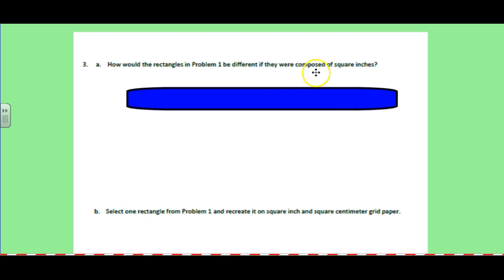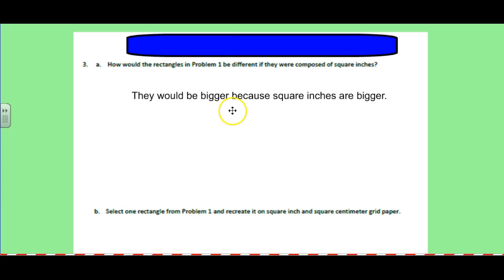I want you to go ahead and write down what you think as your answer right here and push play whenever you're ready to check it. Okay, so what I was looking for is they would be bigger because square inches are bigger. Okay? And if you notice, our squares in our baggie that are square inches, you can tell how big they are compared to square units or square centimeters. So if you don't have this written correctly, make sure that you're fixing yours before you move on.